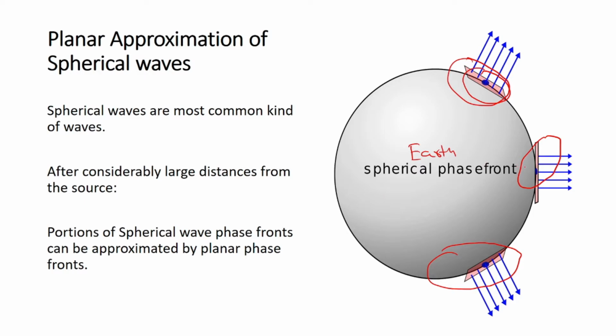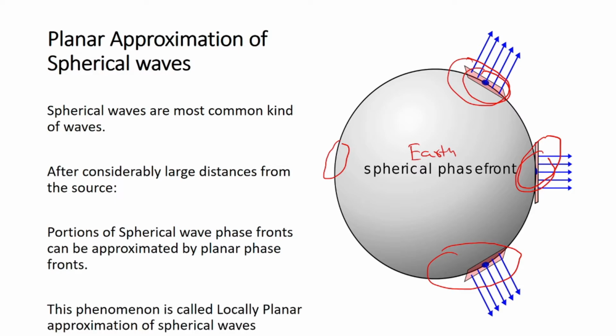Similarly, any person who is living in this region feels that Earth is flat. Similarly, any person who is living in this region also feels that Earth is flat. So anywhere you go, you feel that Earth is flat, but in fact, Earth is not flat. Earth is spherical in nature. But that may not be felt if the wave has traveled for considerably larger distances. So this approximation of a spherical phase front to a planar phase front is called the locally planar approximation of spherical waves.